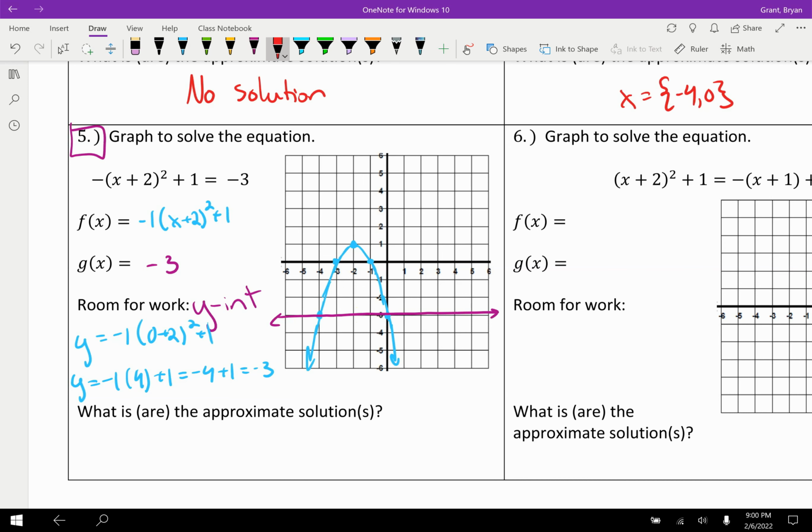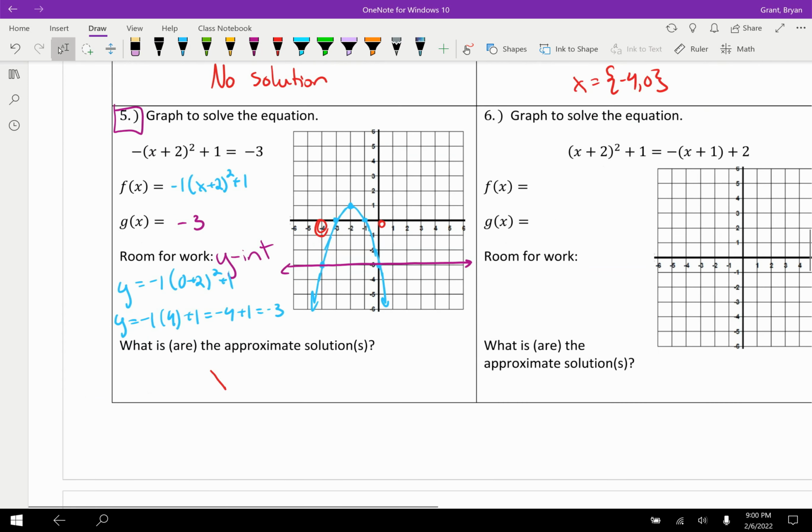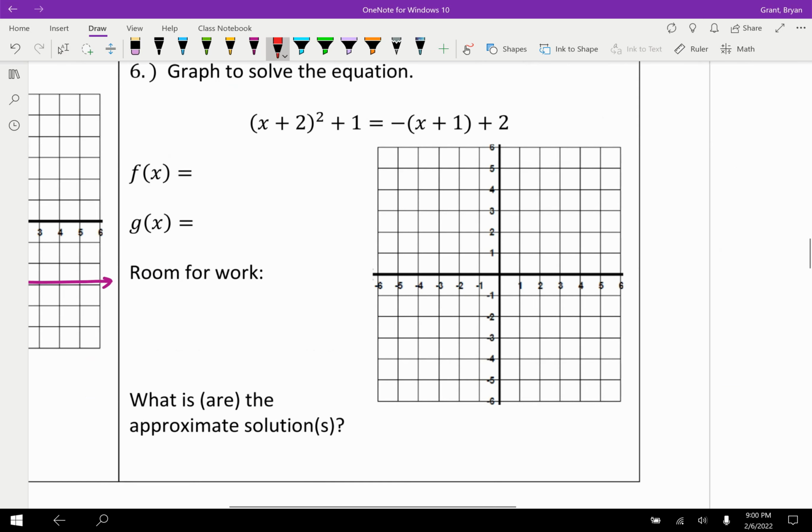Awesome. We actually end up with the same solutions as the last one, don't we? -4 and 0, even though the situation is different. The graphs are different. All right, let's move on. Let's see if 6 threw any of you off. So we'll start with that blue one. We have (x plus 2) squared plus 1. So we know we start at -2, 1. A value will help us get 2 more points. And we end up with something like this.